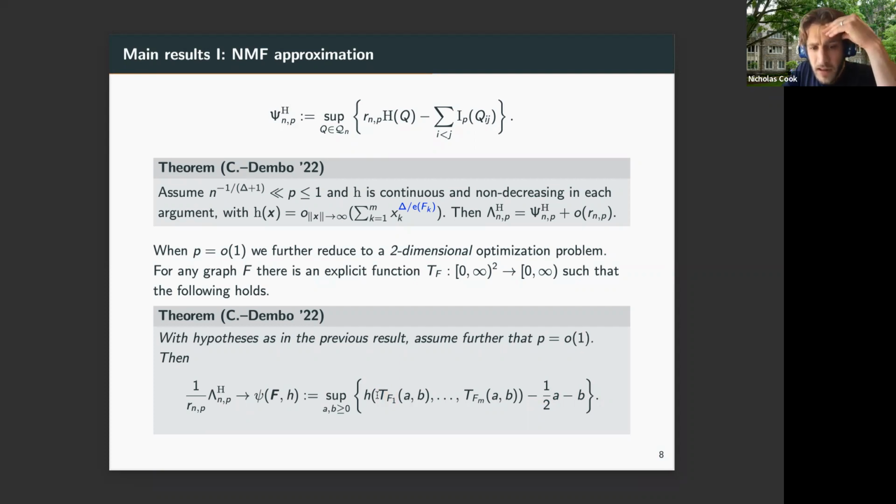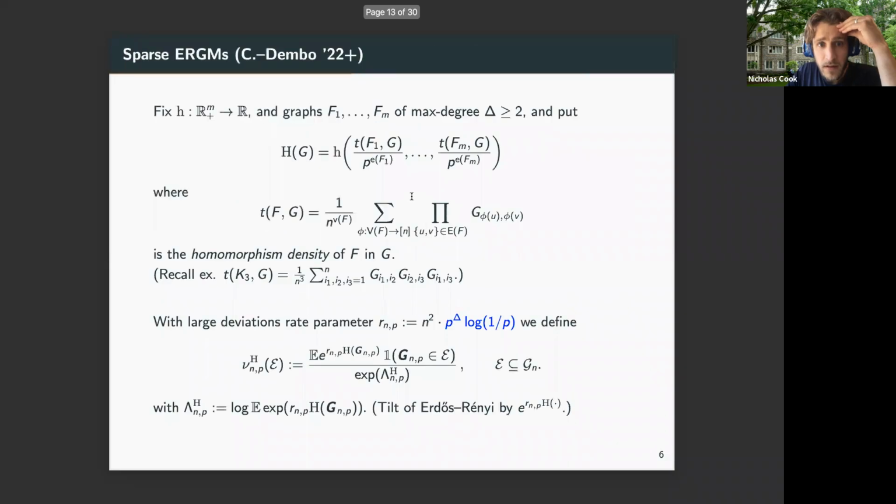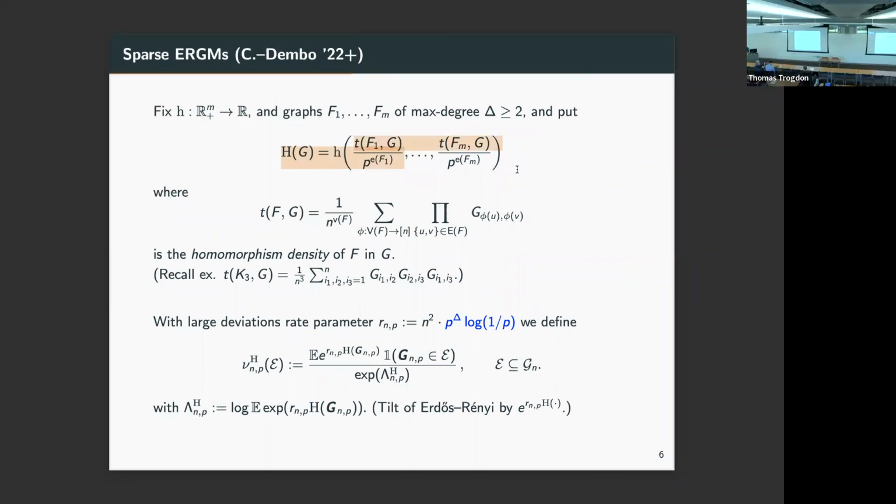The point really is, where are these functions coming from? Just recall that the Hamiltonian was defined where I have this fixed function h, and then I'm plugging in these normalized subgraph densities.